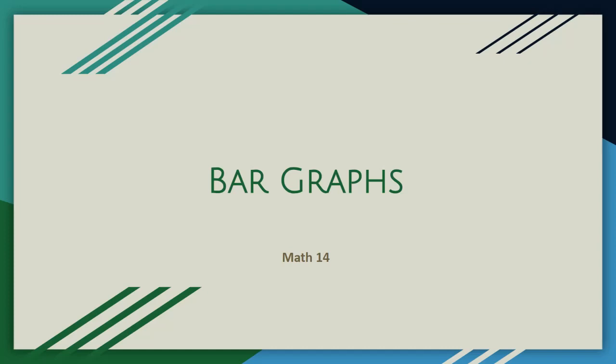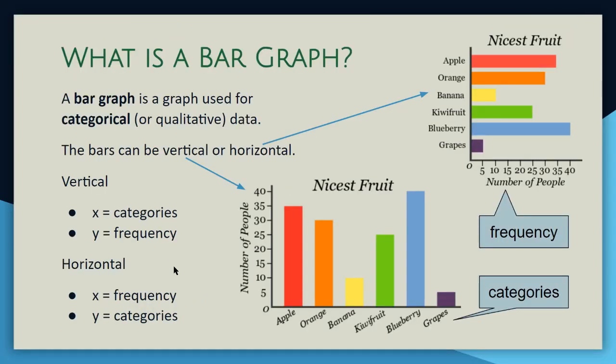Hi everyone. This is our last video for section 2.1 and we're talking about bar graphs. So bar graphs are used for categorical or qualitative data. So this is data that's non-numeric or data I cannot do meaningful math with. And you can see here we're looking at the categorical variable nicest fruit. So we asked people what they thought the nicest fruit was.